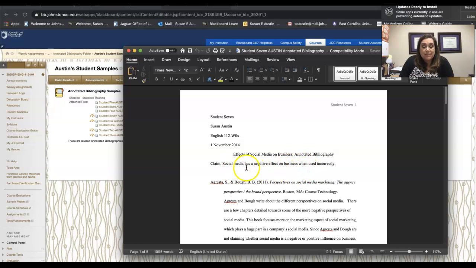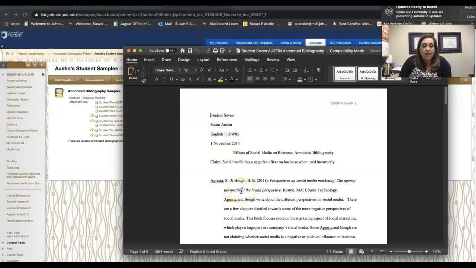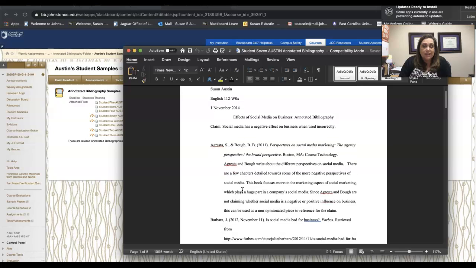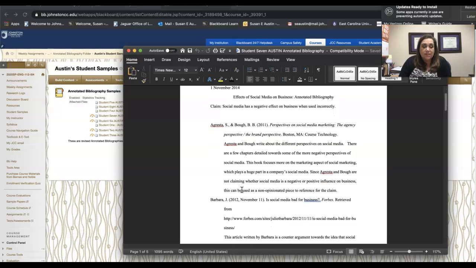So you're going to have the claim statement. This is a very basic claim statement, so I hope yours is a little bit more advanced, but this is not wrong. The notes I would have given the student would have included some tips for expanding the claim statement and making it more specific. So then we go down and we have our annotation and our citation. So here's the citation, and then the student moves straight into the annotation.